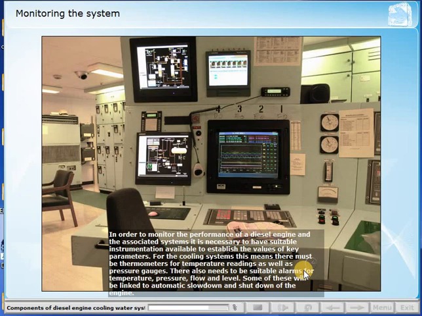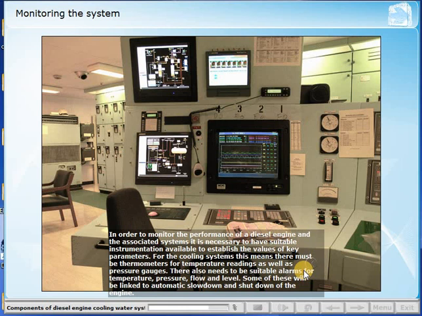In order to monitor the performance of a diesel engine and the associated systems, it is necessary to have suitable instrumentation available to establish the values of key parameters. For the cooling systems, this means there must be thermometers for temperature readings, as well as pressure gauges. There also needs to be suitable alarms for temperature, pressure, flow and level.